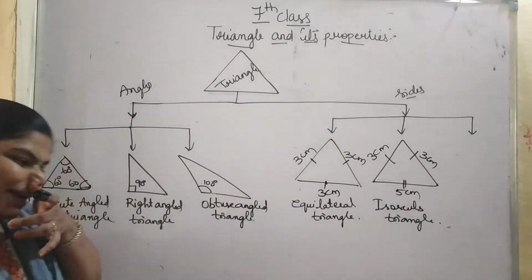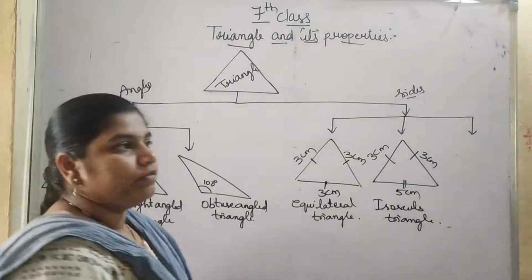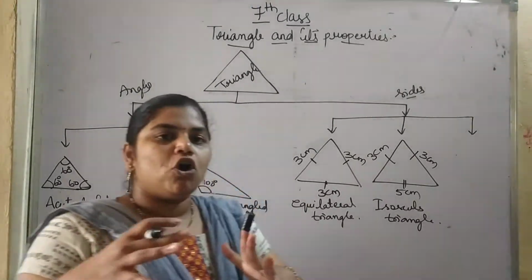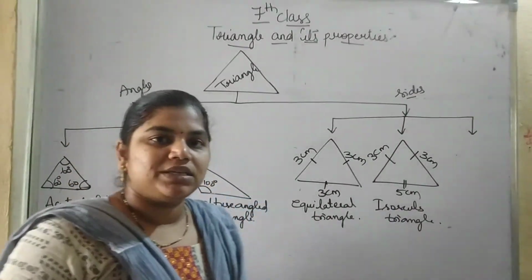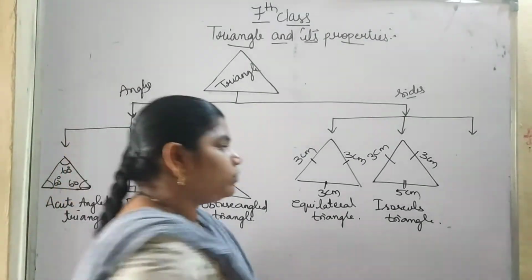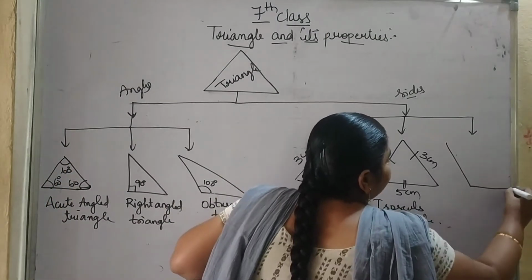Isosceles triangle. Next, the last one is scalene triangle. What do you mean by scalene triangle? All the three sides will be different. So it will be in this way.